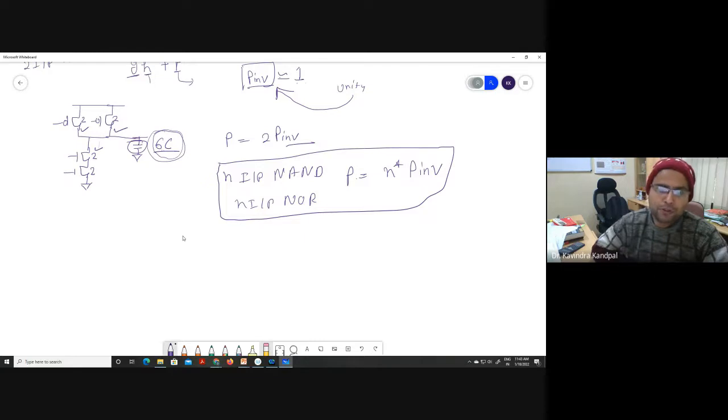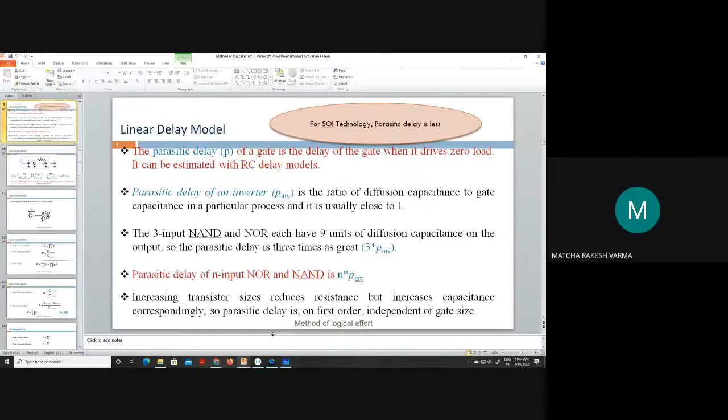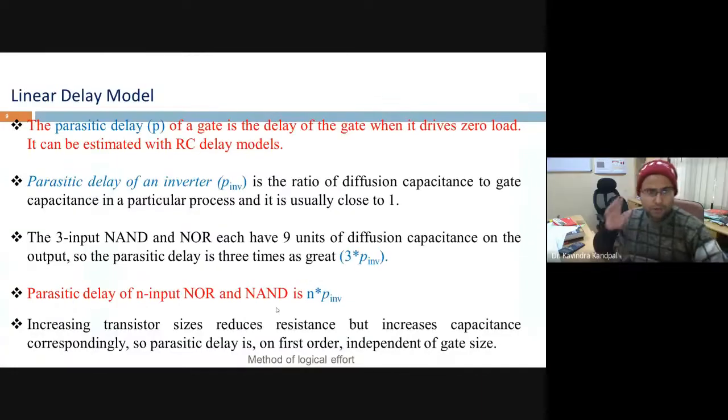Similarly, you can work it out for the NOR gate. You will identify that parasitic delay is going to be n times of P inverter delay. Understood, all of you? Yes, sir. So someone asked yesterday, what do you mean by parasitic delay? Parasitic delay is the intrinsic delay when the gate is not driving any other load. It means internal capacitances are contributing to the delay. You're getting my point?